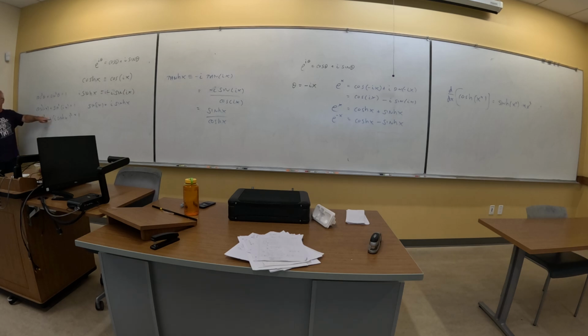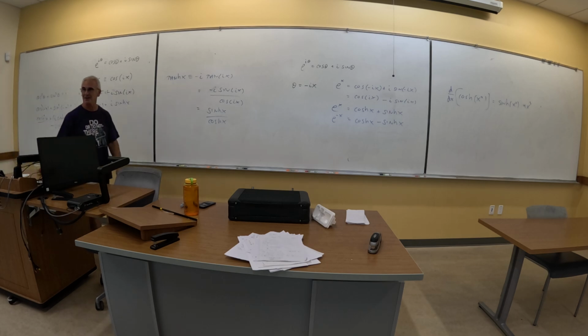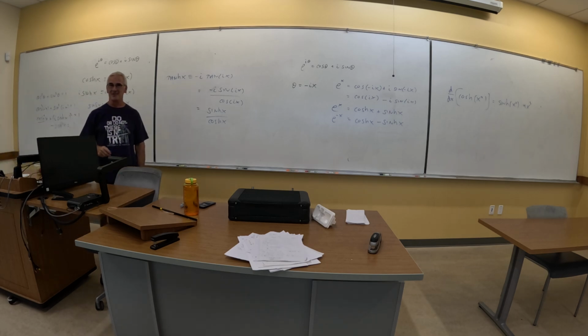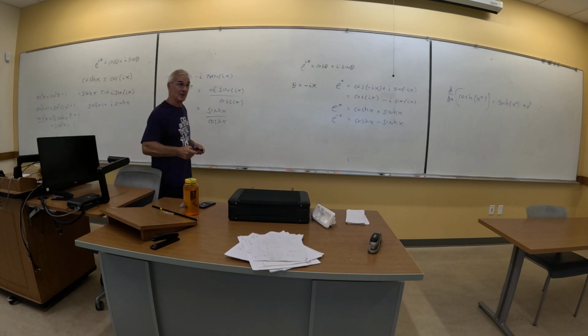I'm squaring the i. So what does that mean? Minus 1. So the Pythagorean theorem for the hyperbolics is the hyperbolic cosine squared minus the hyperbolic sine squared is 1. Is that crazy or what? That's called the hyperbolic Pythagorean theorem.